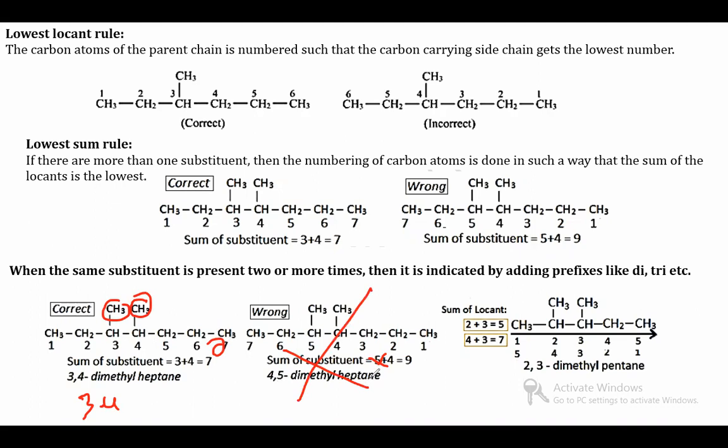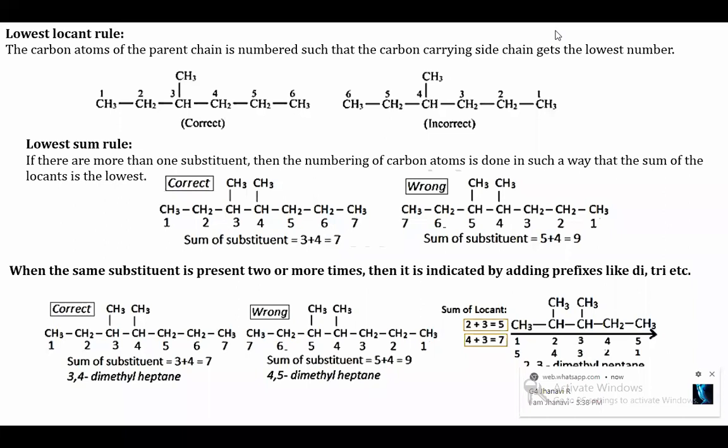Sum of the locants, sum of the locants. Here, if we consider 1, 2, 3, then 2 plus 3 is 5, which is correct. From this side, 1, 2, 3, 4, 4 plus 3 is 7. That's wrong. So the second carbon has a methyl group and the third carbon has a methyl group. How many? 2. So it is 2,3-dimethylpentane. That is the correct one. Are you getting this? Okay, so lowest sum rule, lowest locant rule.